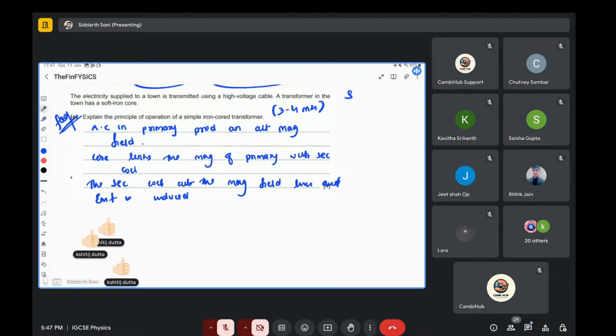Why do you use soft iron? Because soft iron is a soft magnet, the domains align and de-align easily. And that is how it amplifies the magnetic field.